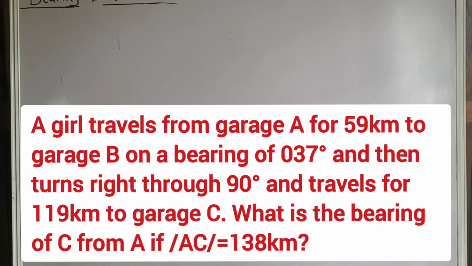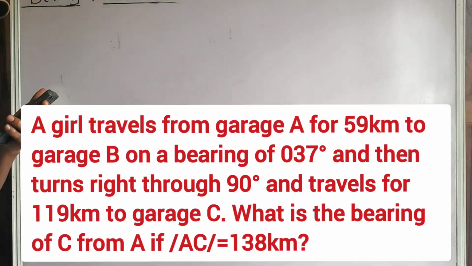A girl travels from garage A for 59 km to garage B on a bearing of 37 degrees, and then turns right through 90 degrees and travels for 119 km to garage C. What is the bearing of C from A if AC is 138 km?